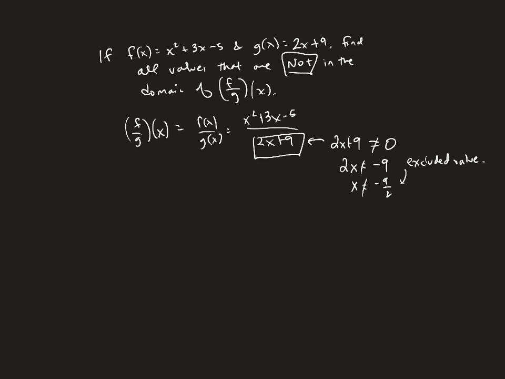So essentially, anytime you're given a division of two functions, you might have places where the domain is now undefined because it's possible to divide by 0. To find those places where it's undefined, you find where the denominator equals 0, and that's the place where it cannot be in the domain.